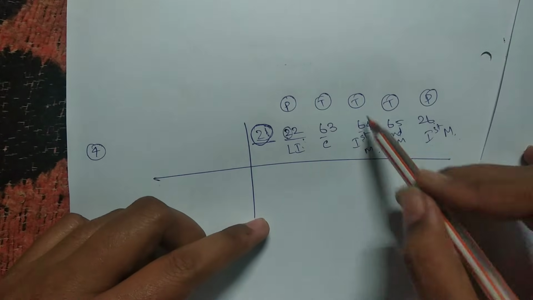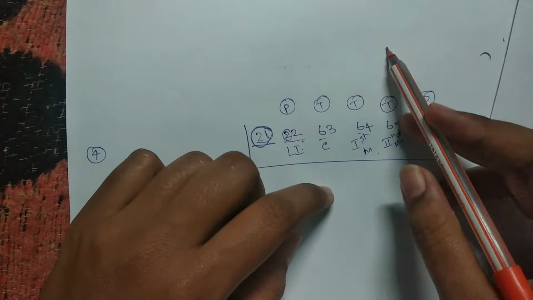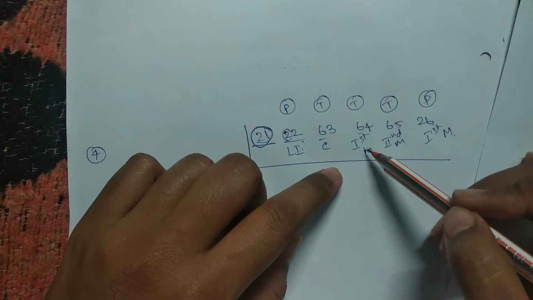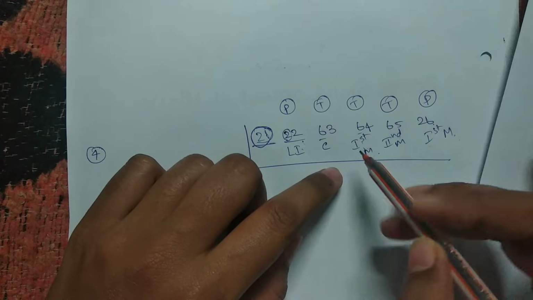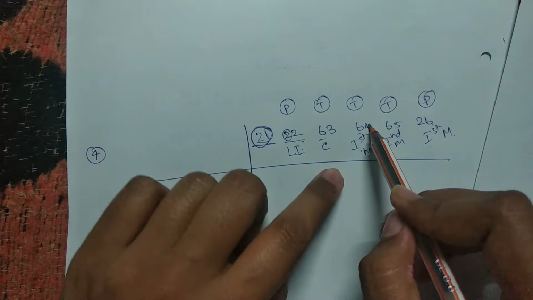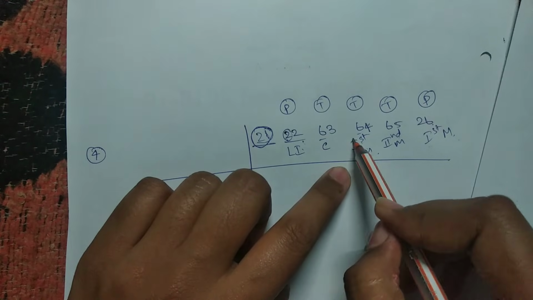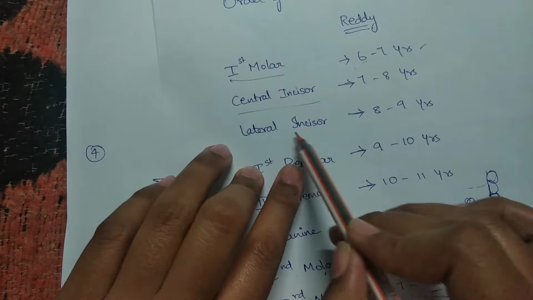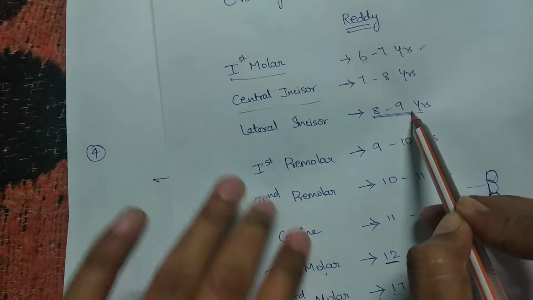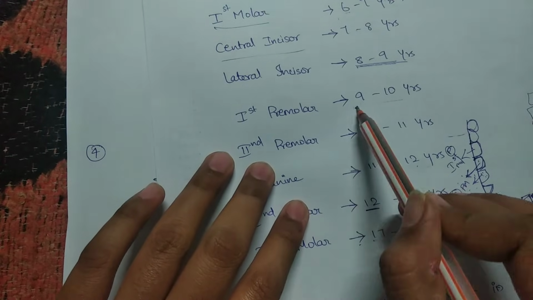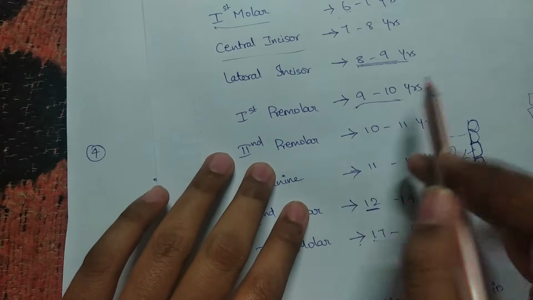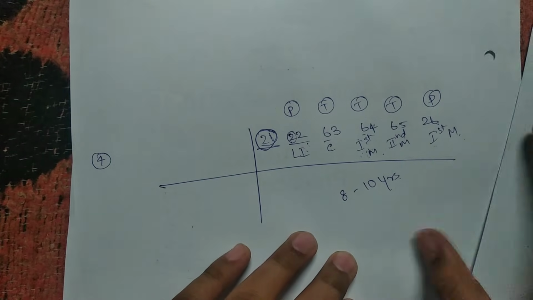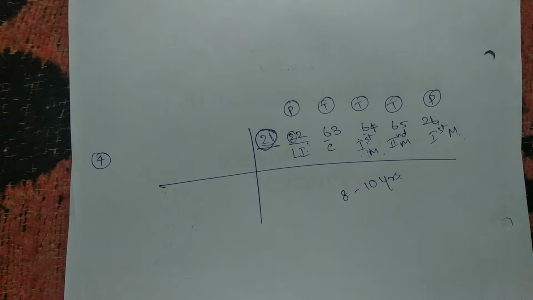The temporary first molar has to fall off, and after it falls, the permanent first premolar will arise, but that has not yet happened. The eruption of the lateral incisor will occur at an age of 8 to 9, and the eruption of the first premolar will occur at an age of 9 to 10. So from minimum to maximum, the child will have an age range of 8 to 10 years.